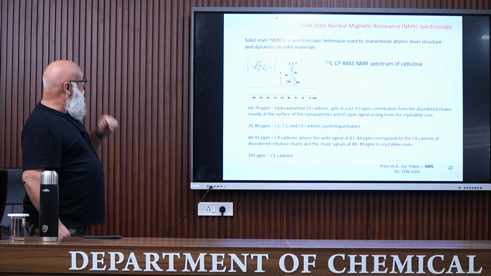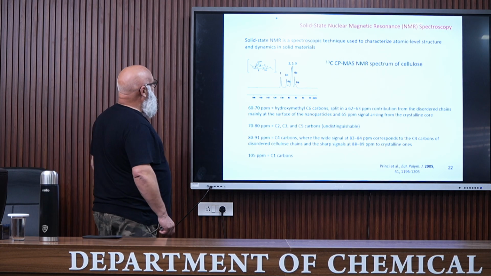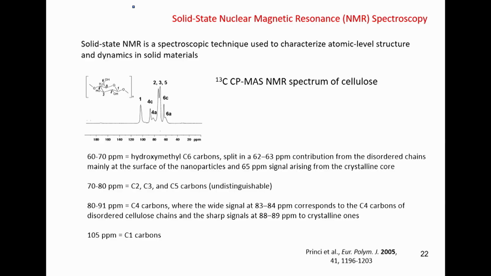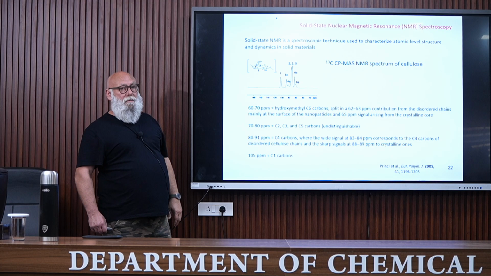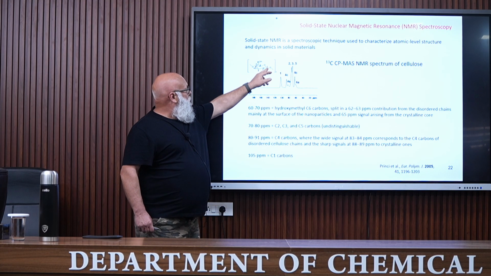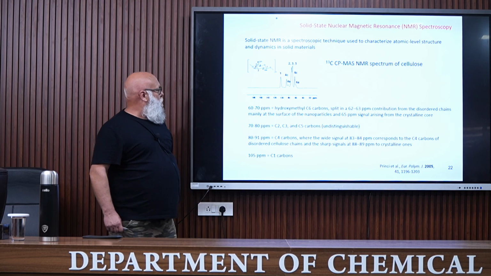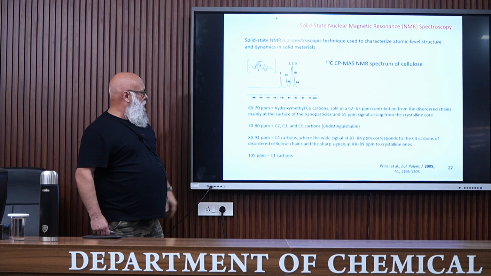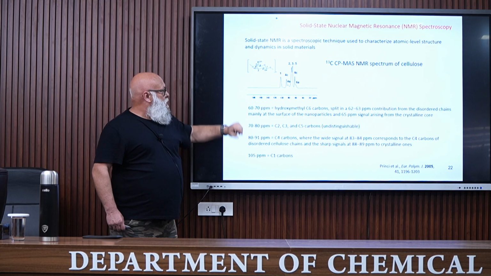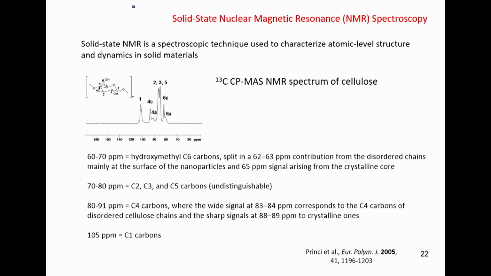Solid-state nuclear magnetic resonance spectroscopy, NMR. It is a spectroscopic technique which is used to characterize atomic level structure and dynamics in solid materials. This is the typical solid-state NMR spectrum of cellulose with different peaks that correspond to the different carbons of the glucose unit, which are numbered 1, 2, up to 6. And we have these different signals which are reported here and described here.